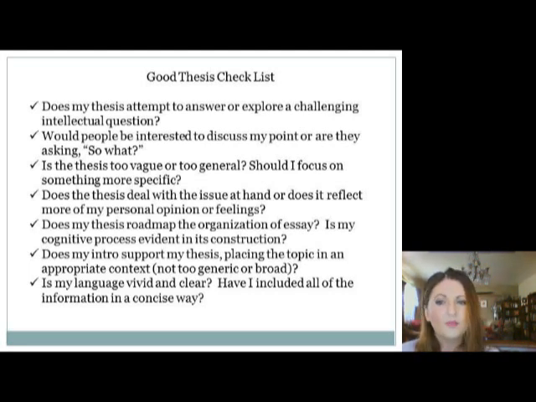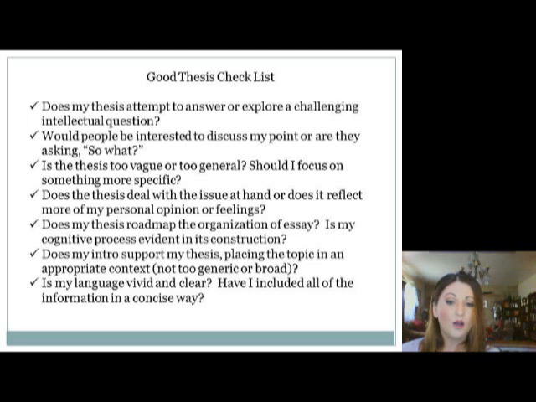Next, this kind of ties in. Would people be interested to discuss my point, or are they asking, so what? And definitely this is problematic, and you may not even be able to tell this on your own, especially if you're very attached to your topic. This might be a question that you want to pose for a friend that you could have sit down and read your essay or read the point of your essay.